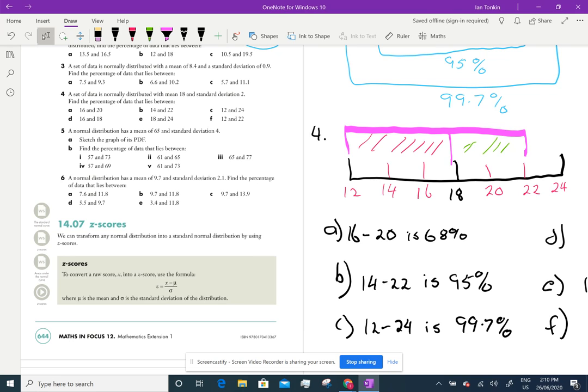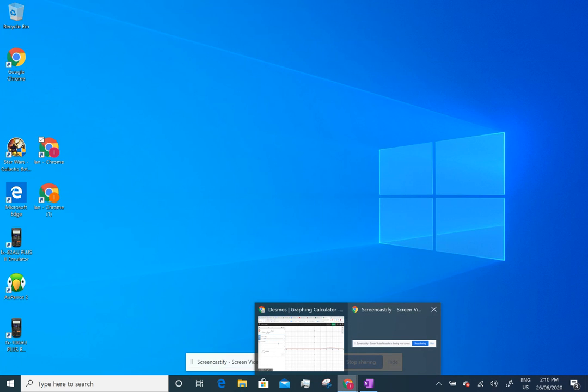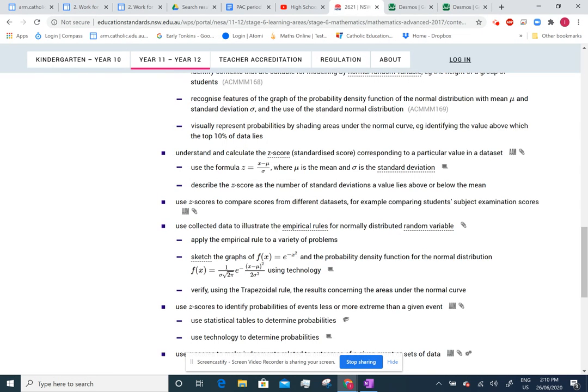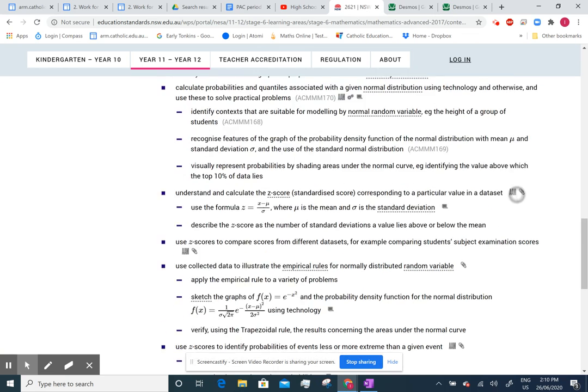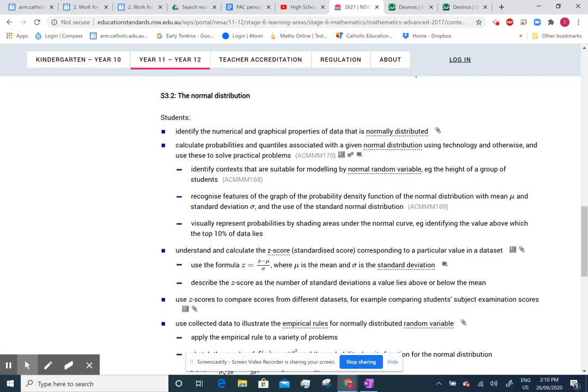Now, I want to now talk about what NESA have said. So this is the stuff that we've been doing. So the normal distribution. Identify numerical and graphical properties of data normally distributed. Yeah, all these sorts of things we do. Calculate the probabilities, quantiles, we did that, of the normal distribution. Recognise features of the graph of the probability density function of the normal distribution with a mean and a standard deviation. Use standard, okay.